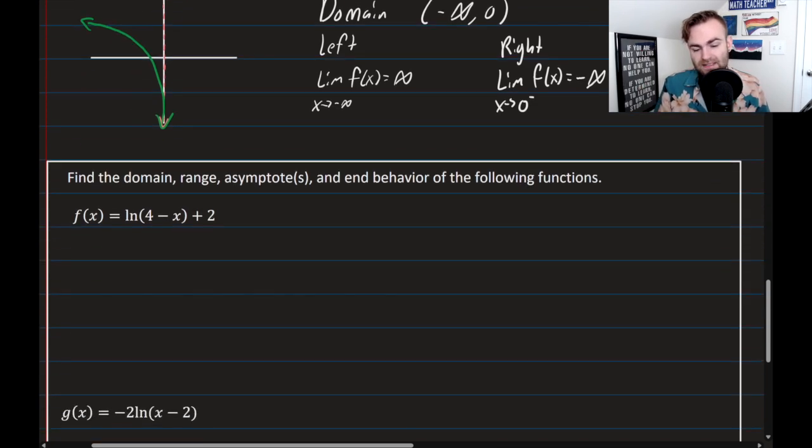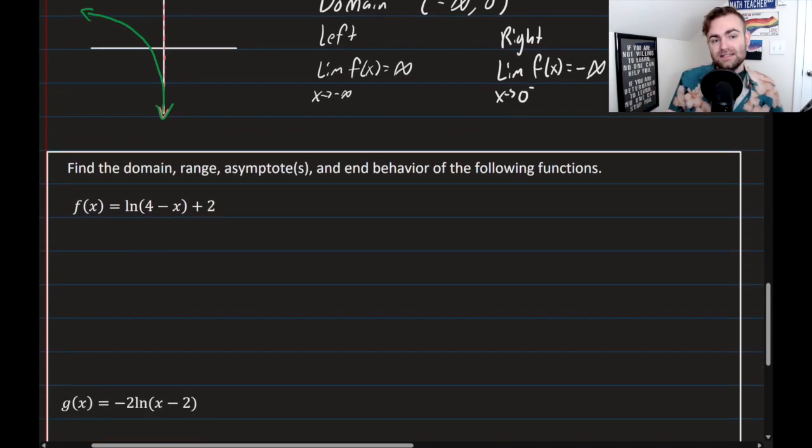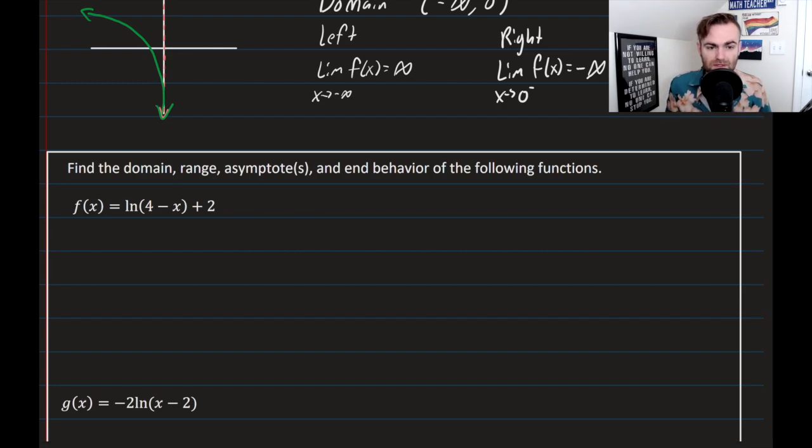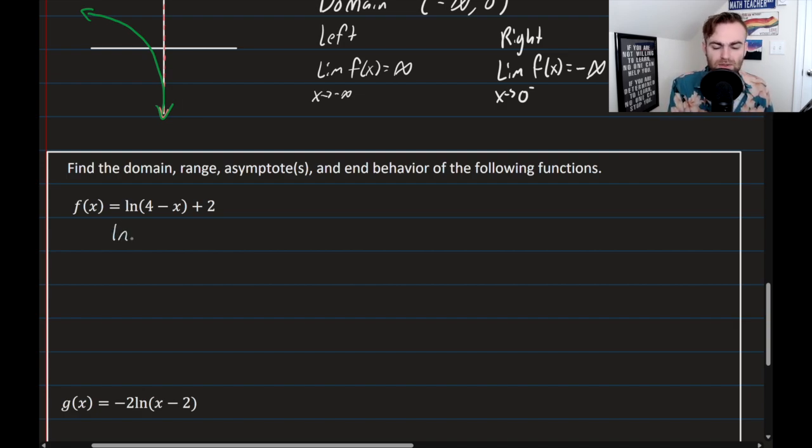Let's get into the grind. Let's actually look at some transformations and see what's going on here and their effects on the domain, the range, asymptotes, and end behavior. So we have a logarithm here, and we have a couple of things happening with this logarithm. So the first thing I'm going to recommend is, one, I would definitely make sure that my x is positive, and I would rewrite it so my x is first. So we can rewrite this as the natural log of negative x minus 4 plus 2. And this helps us identify what are the transformations happening. Well, we have a couple, right? We have a horizontal reflection.